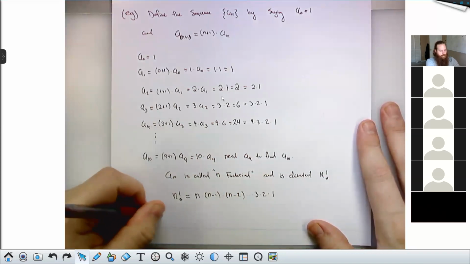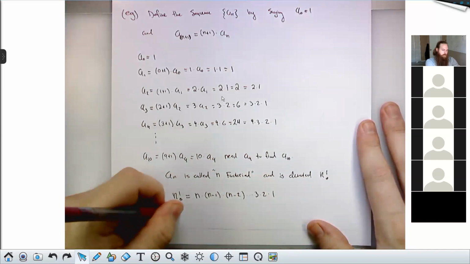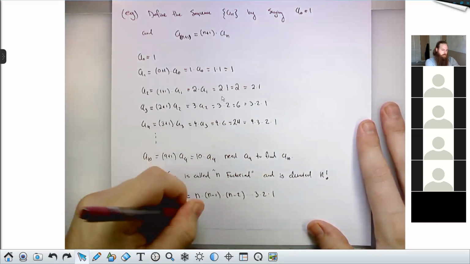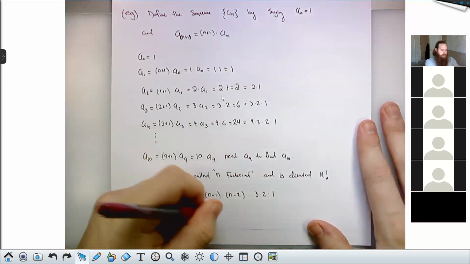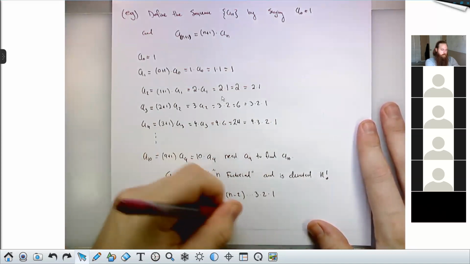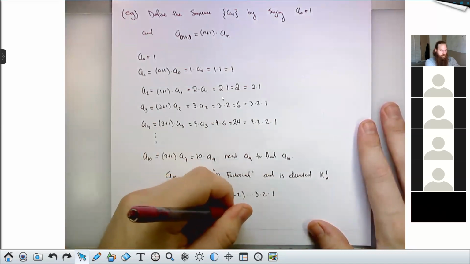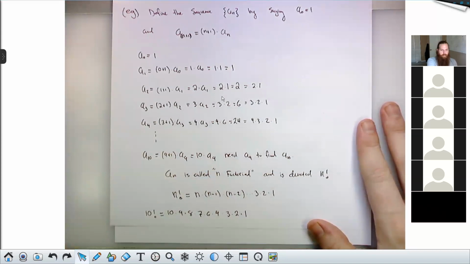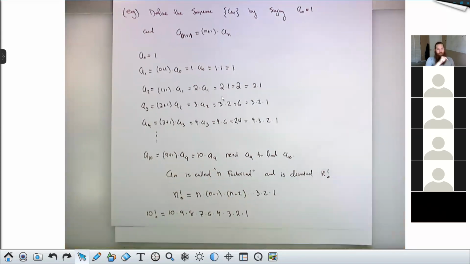10 factorial would be 10 times 9 times 8 times 7 times 6 times 4 times 3 times 2 times 1. It's a huge number. I'm not sure what 10 factorial is, right? 5 factorial is 120. 6 factorial is 720. They get really, really big, really, really fast.